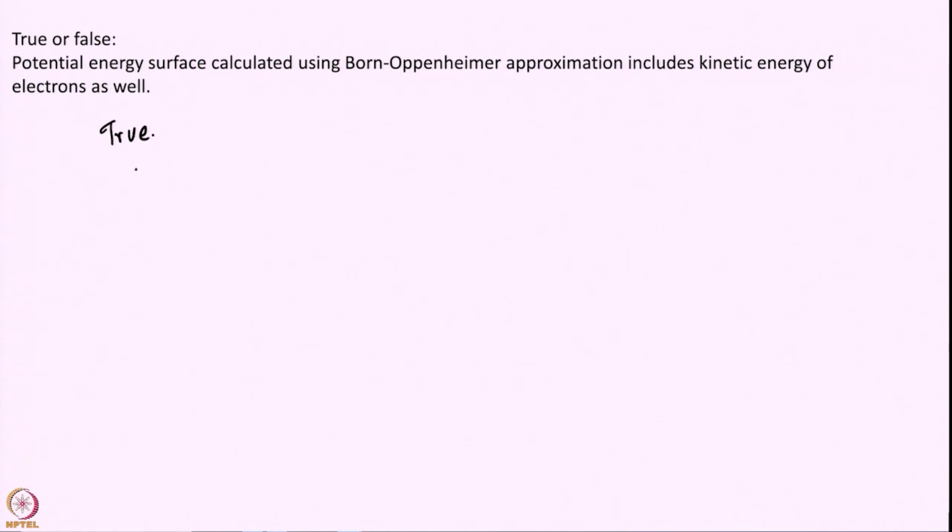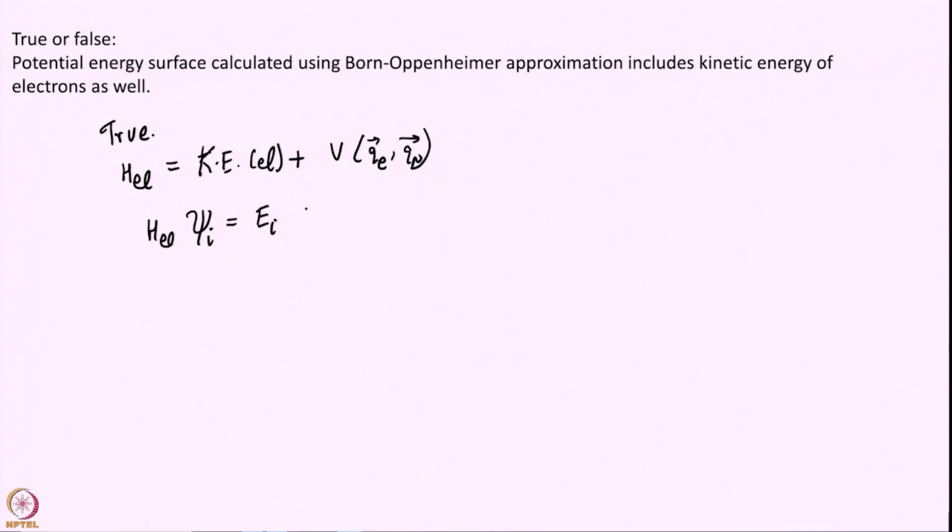Okay. So, remember Born-Oppenheimer surface is an eigenfunction of H electronic, which is kinetic energy of electrons plus the potential energy of electrons, nuclei, and we solve H electronic psi I equal to E I psi I, and E I is your potential energy surface. So, this E I actually has the contributions from kinetic energy of electrons.